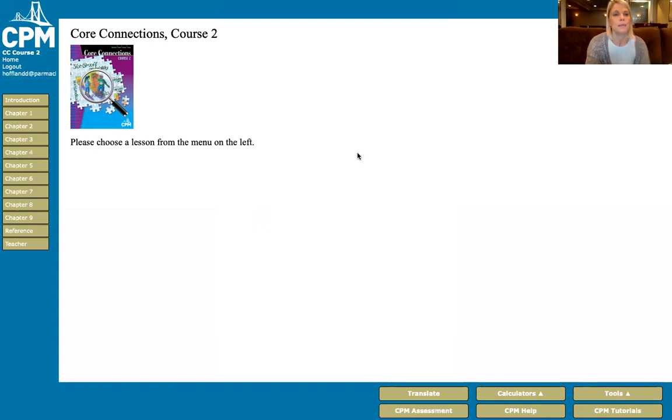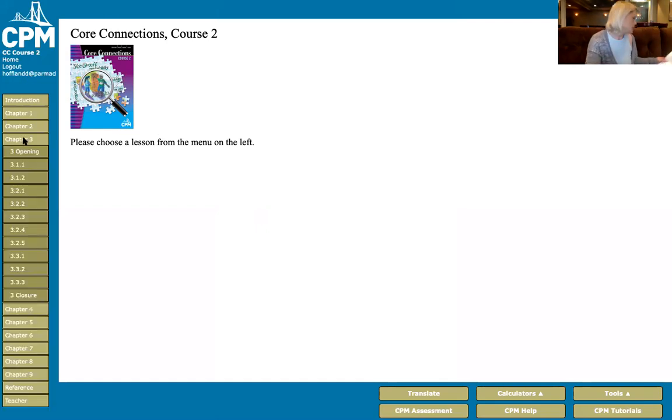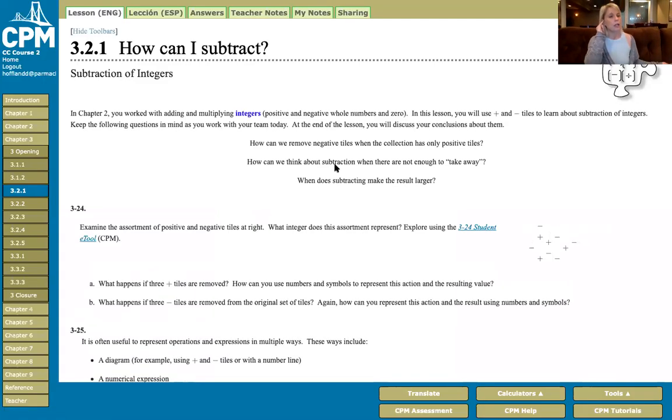So this is the CPM ebook for 7th grade. When you go to the CPM ebook for 7th grade, you see everything set up the same. What we're doing today is lesson 3.2.1. So this is chapter 3. I skip around a lot. We're actually going to go back to some things in chapter 1 and 2. In chapter 2, there was the addition of integers.